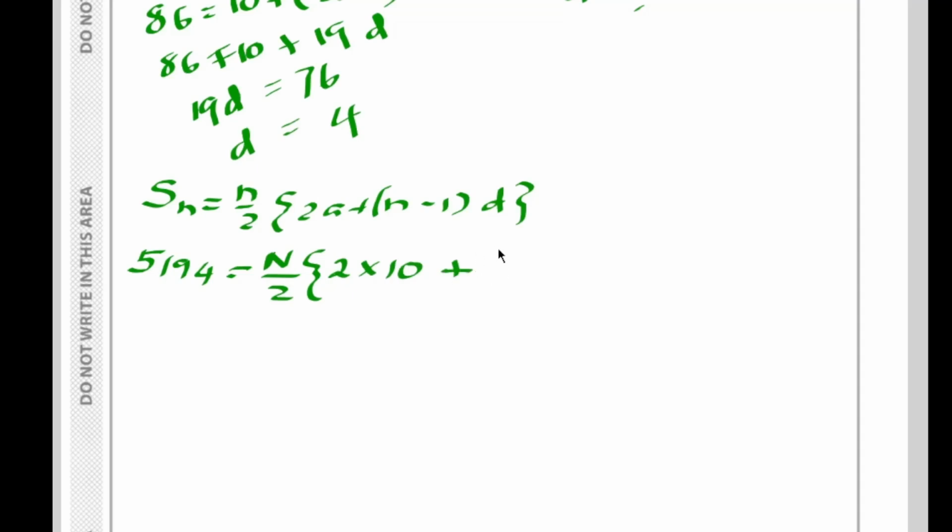Plus capital N minus 1, because N means capital 1. D we got it as 4. Right, let's simplify. Now algebra, that's it. You get a subject n out of this one.